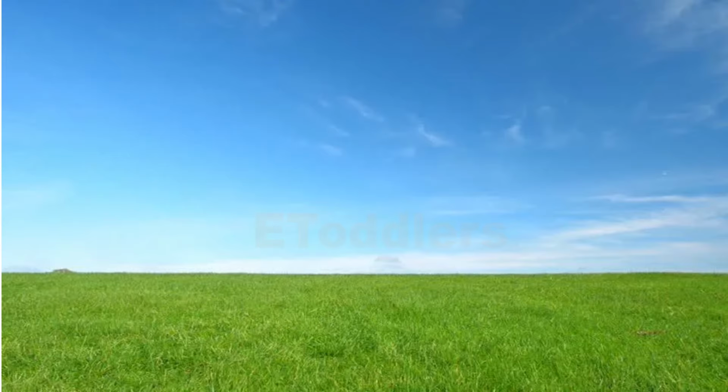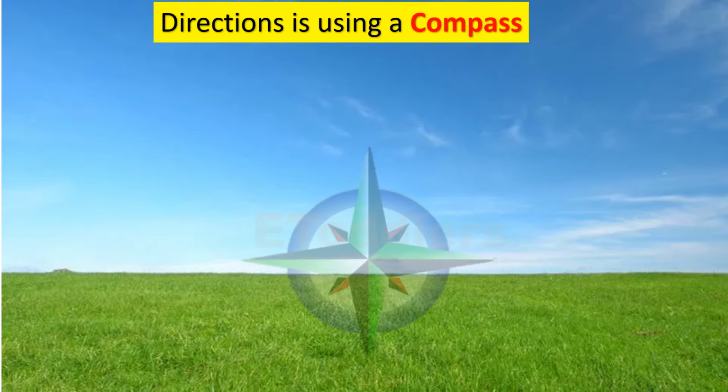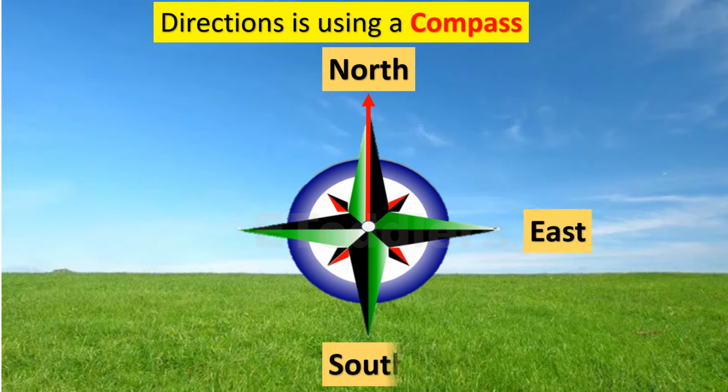Another way to find directions is using a compass. A compass looks like a watch and has a needle that always points towards the north. Once we know the north direction, we can easily find out the other 3 directions: east, south, and west.